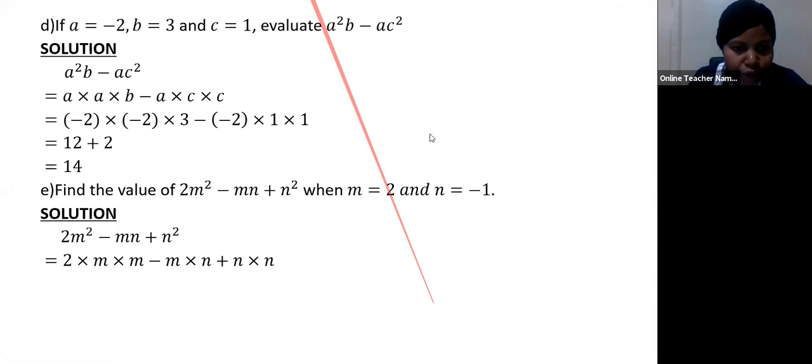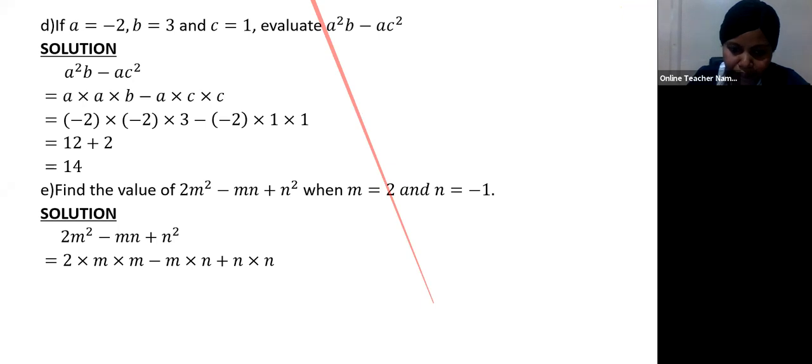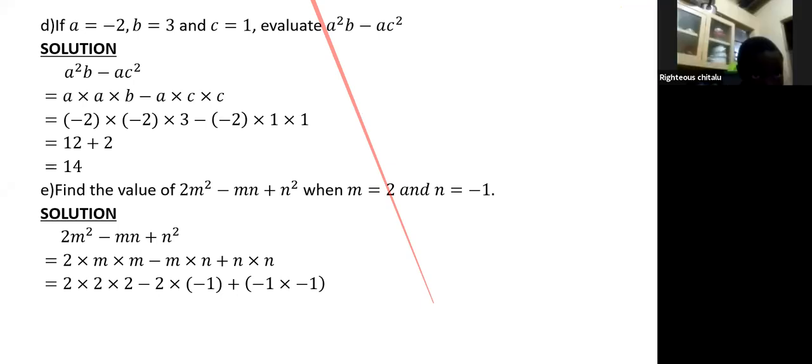And then we are going to substitute. Where there's m, we'll replace a 2. And where there's n, we'll replace a -1. So when you replace, where there's m, replace a 2.